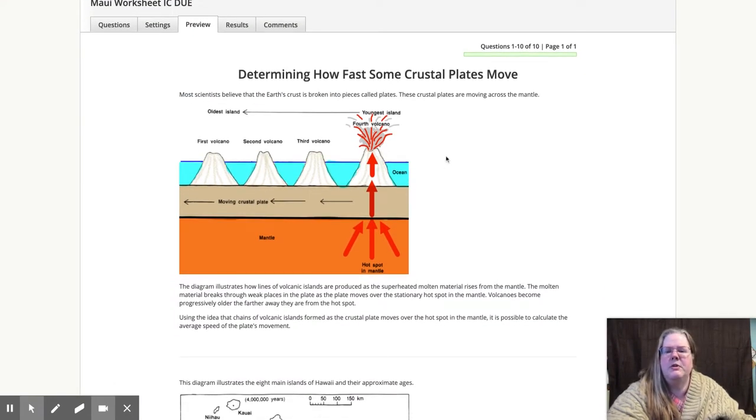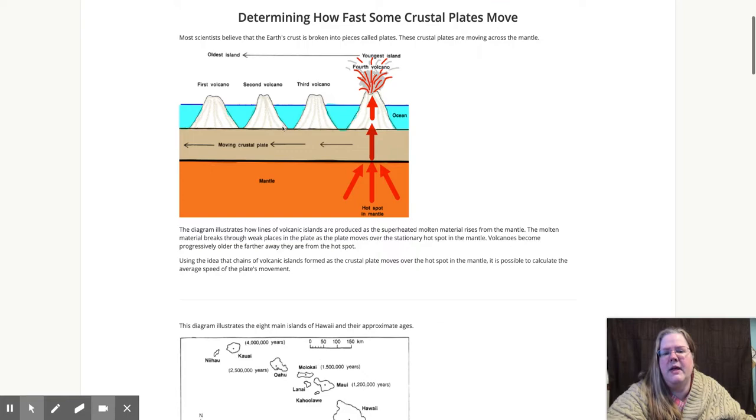So basically what we're looking at first is determining how fast some crustal plates are moving. Most scientists believe that the Earth's crust is broken into pieces called plates. These crustal plates are moving across the mantle. So here we have our plate. Here's the active volcano, and the plate is moving this way.